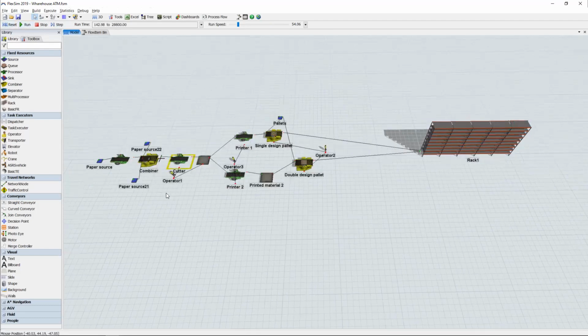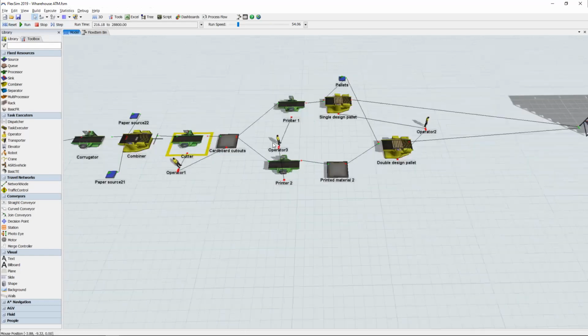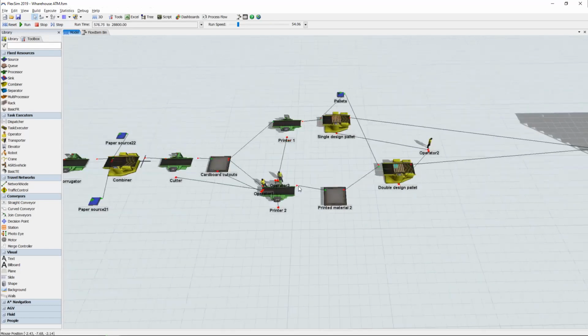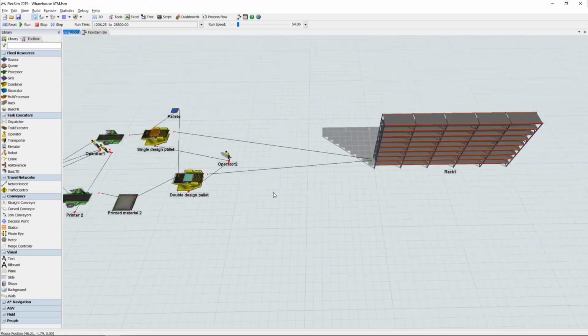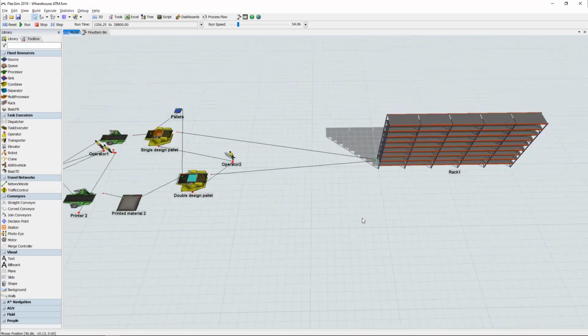So we have operator 1 on the cutter, and operator 3 on both printers, which gives us operator 3 almost doing all the work. Operator 2 also has a lot to do, although it's not a lot of work during the day, he has excessive weight to carry all the way to the rack during the day, so he can get tired during this process.